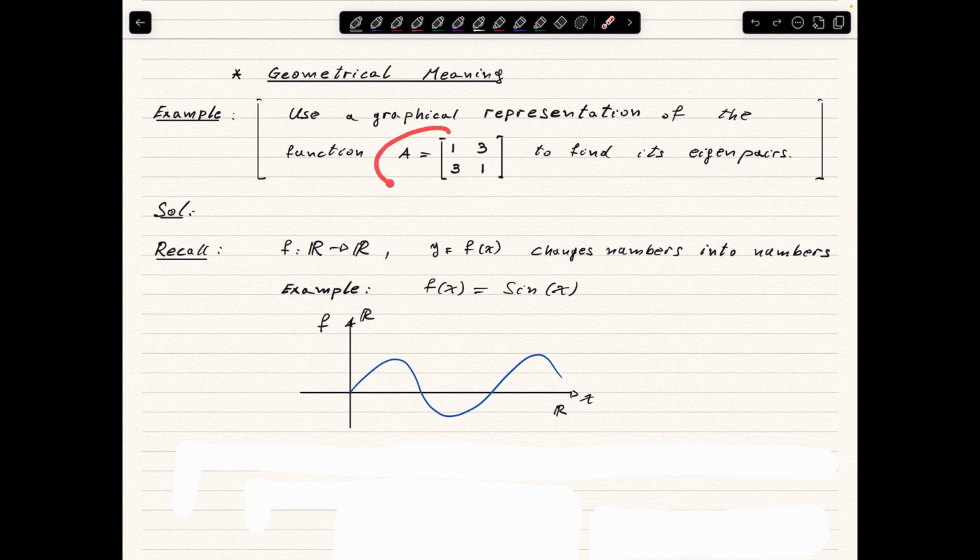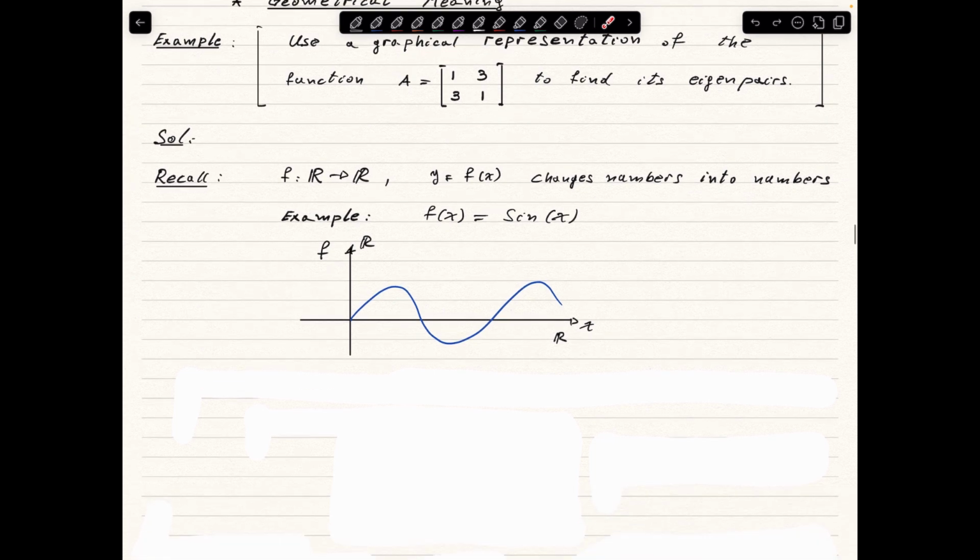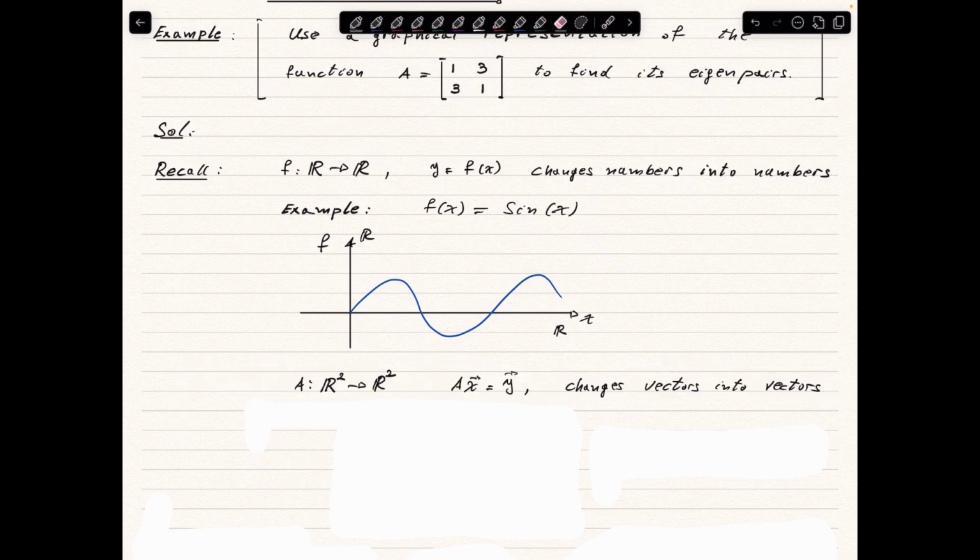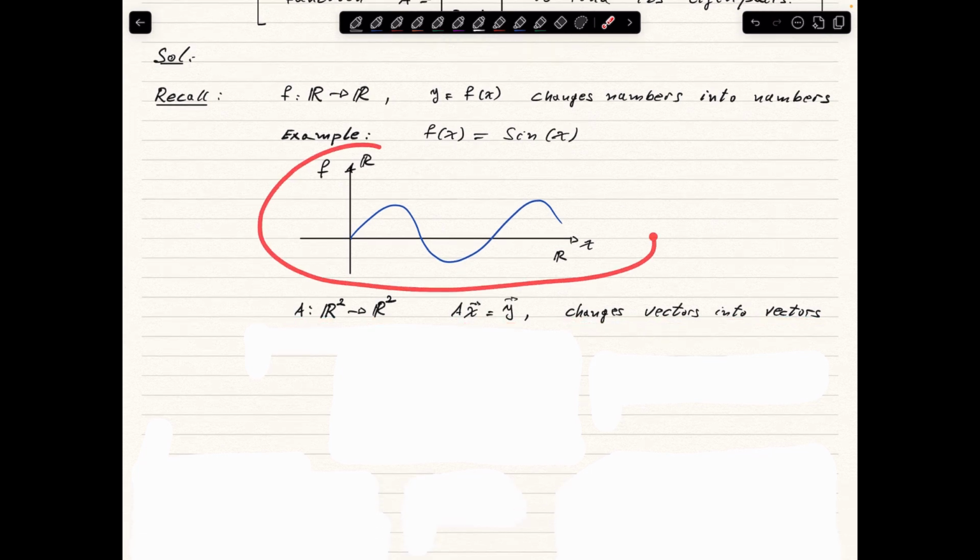Suppose we want to do the same with this function here, the matrix function. Well, then something is not going to work, because this type of picture is not going to work, because the matrix is a function from the space of vectors with two components into the space of vectors with two components. That is, given a vector x with two components, matrix A is going to give you a new vector, changes vectors into vectors. But we cannot do a graphical representation like this, because our domain is R2 and our range is R2, so we need R4 to do the graphical representation equivalent to this one.